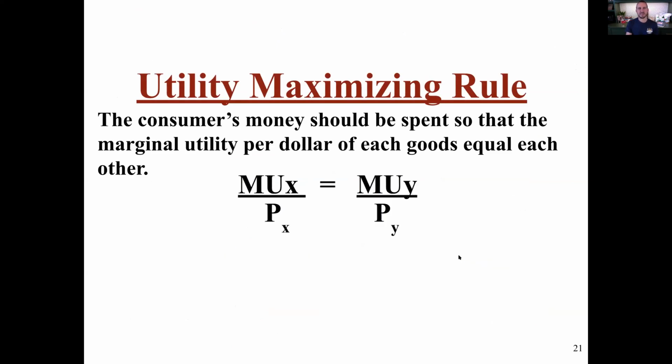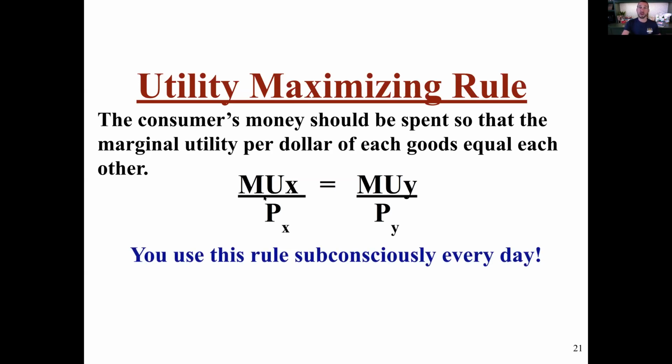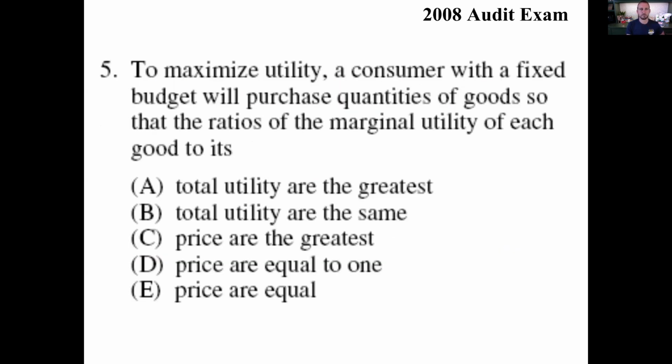Okay. So this is the ugly mathy way of showing you this. It's the utility maximizing rule. The marginal utility per dollar of good X needs to equal the marginal utility per dollar of good Y. And if this is off, let's say that the additional utility per dollar of the movie is greater than the marginal utility per dollar of the go-kart, that means you need to spend more money on the movie and less on the go-kart. Okay.